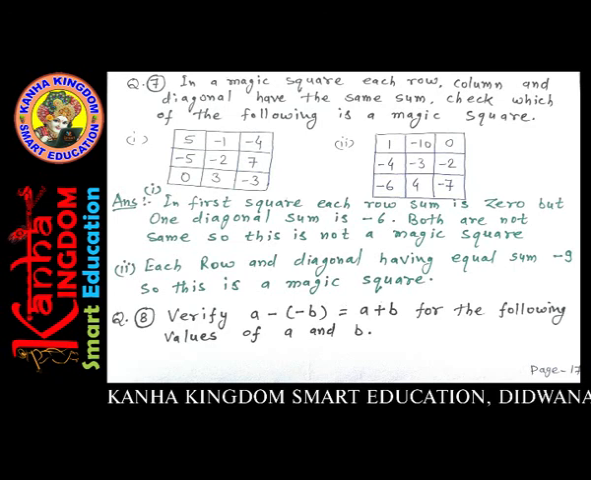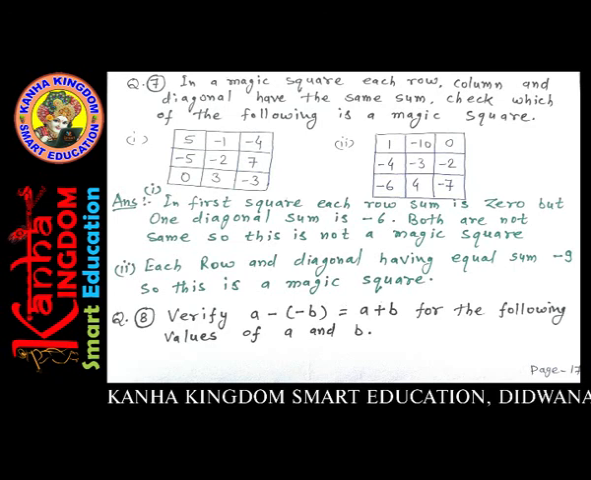In the diagonal, one of the diagonal sums is -6, -4, -2 and 0. This diagonal has a sum of -6 which is not 0. The row sum and diagonal sum are not the same, so this is not a magic square. In the second question, each row and diagonal has a sum of -9, so this is a magic square.